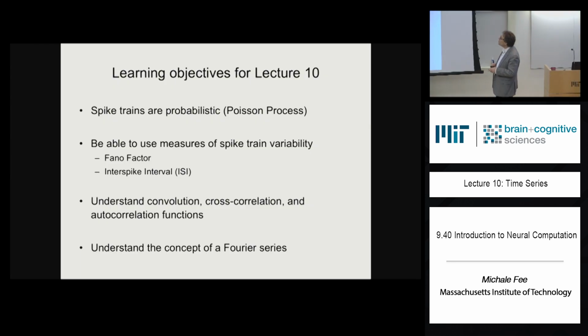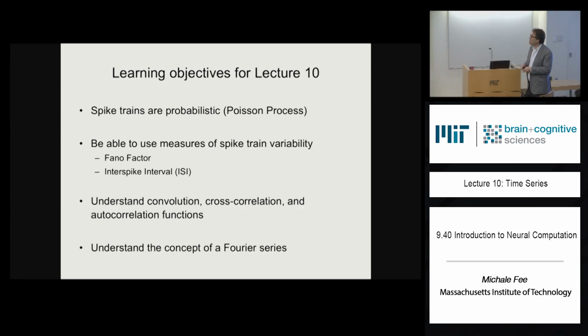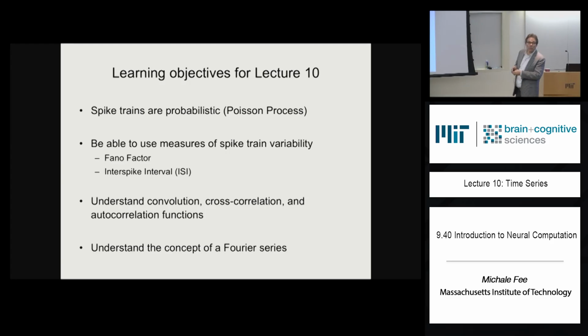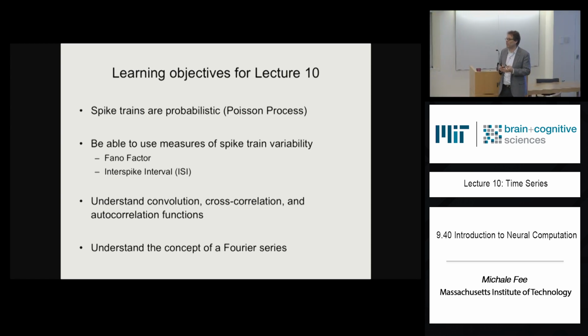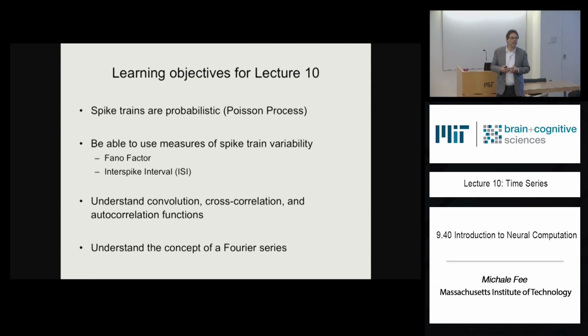All right. So here are the things that we're going to talk about today. We're going to again take a little bit of a detour and talk about spike trains being probabilistic. Talk about a Poisson process, which is the kind of random process that most people think about when you talk about spike trains of neurons. We're going to develop a couple of measures of spike train variability.